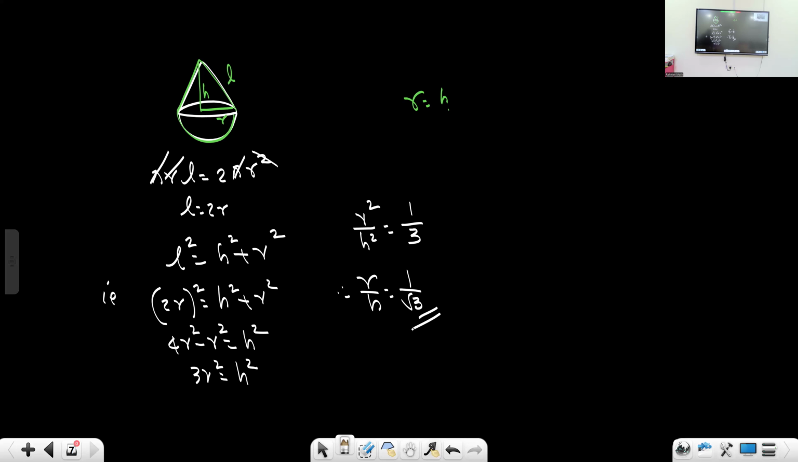Question number 16. Read it. Area of the base of the cone: what is the base area? Pi r square. Given that pi r square equals 770 centimeter square, and given that CSA equals 814 centimeter square.